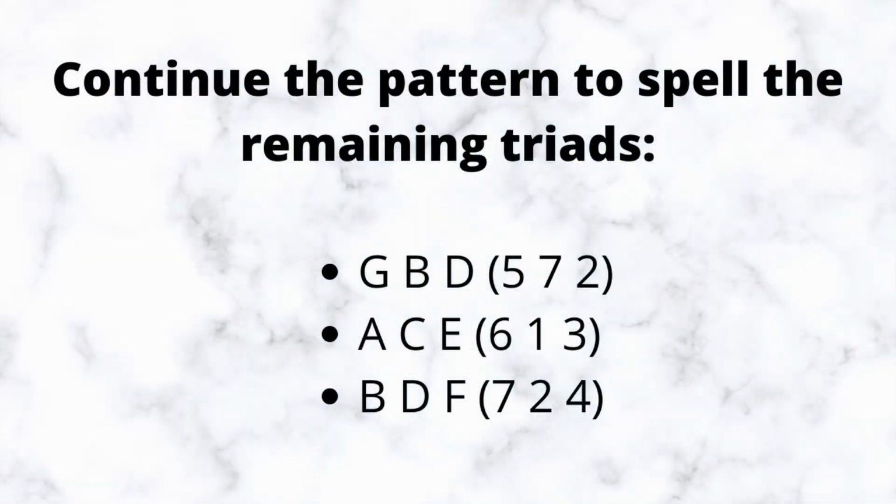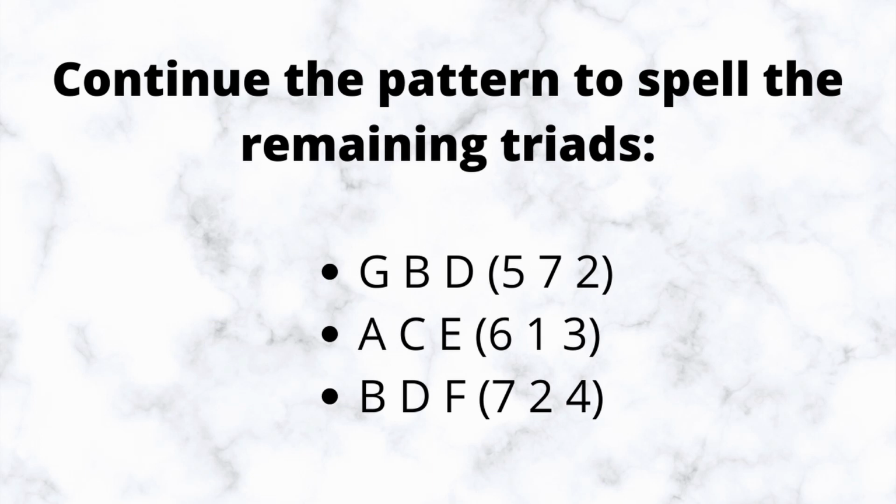To get the rest of the triads from the C major scale, we simply continue to follow the same pattern, starting on each of the remaining root notes. For the G triad, we get notes G, B, and D, which are the 5th, 7th, and 2nd notes of the C major scale. For the A triad, we get the notes A, C, and E, which are notes 6, 1, and 3. And then finally for the B triad, we get the notes B, D, and F, which are notes 7, 2, and 4 of the C major scale.